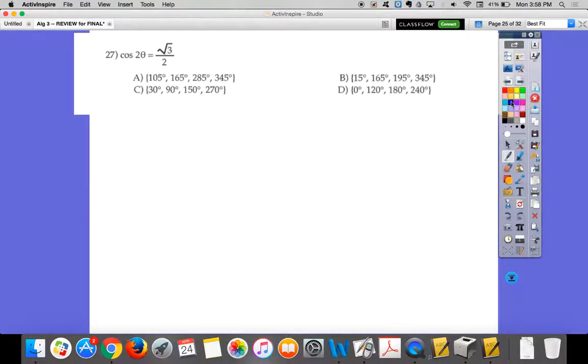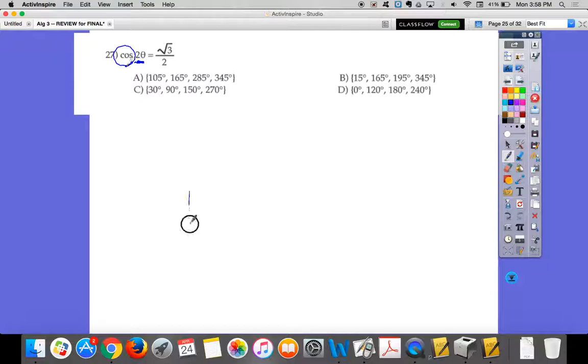Okay, hopefully this will be the last one we do, depending on if we get all the way to 34. We'll see. Okay, we need to find out where cosine of 2 theta is positive square root of 3 over 2. Now, guys, you cannot touch this angle until you get rid of the cosine.